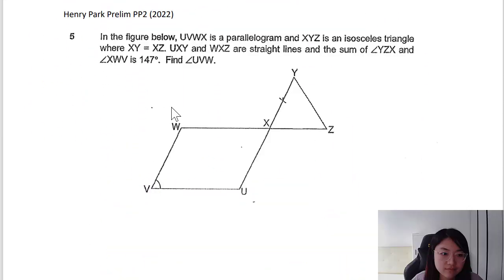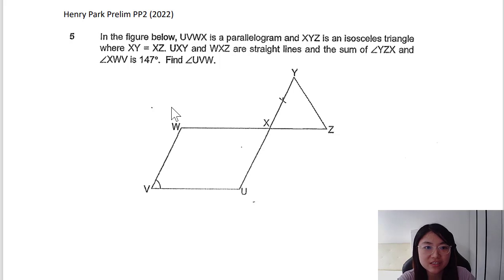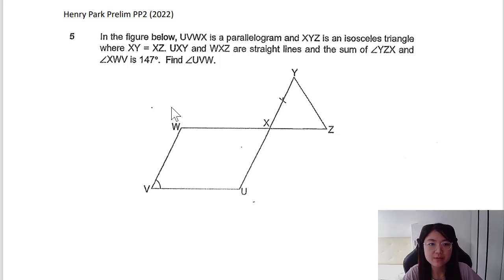For the next question, we have Henry Park's prelim paper last year. In this figure below, UVWX is a parallelogram, and XYZ is an isosceles triangle where XY equals XZ. Over here we can label again, XY equals XZ, so the single stroke.